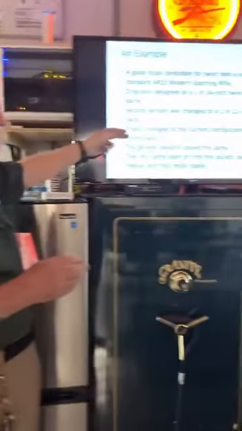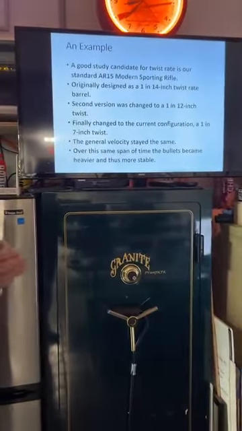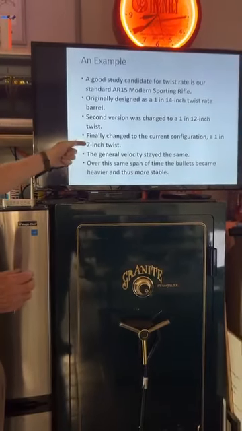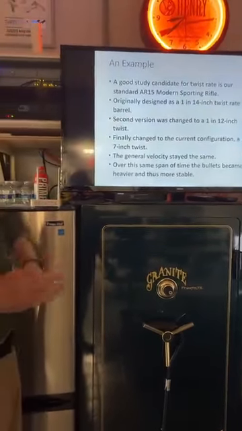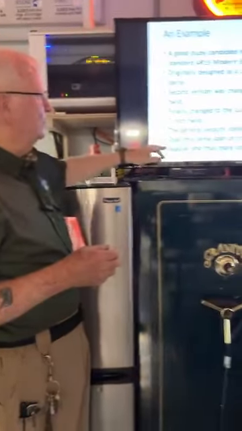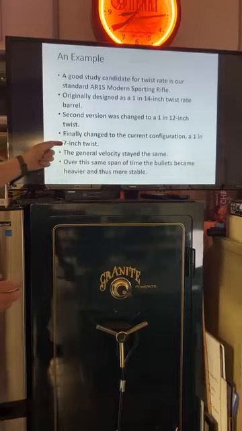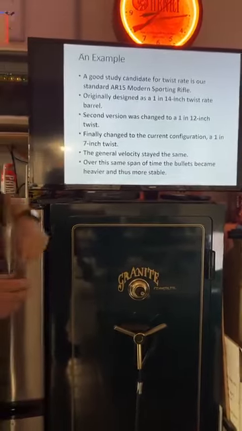As the evolution of the firearm changed, the weights of the bullet changed. So the general velocity stayed the same because they were changing the twist rate to match the weight of the bullet. Over the same span of time, the bullets became heavier and thus more stable, so they didn't need the more rapid twist rate.